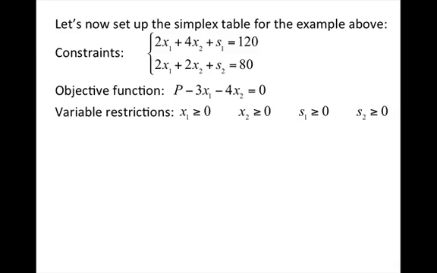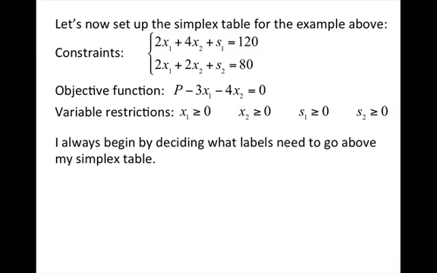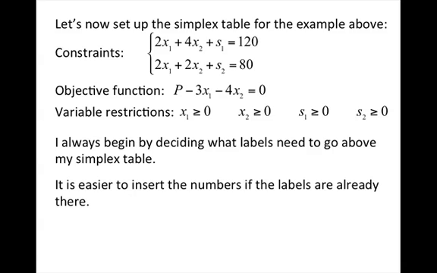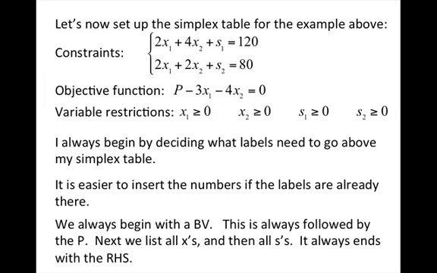So let's set up the simplex table for this problem that we had. I always begin by deciding what labels need to go above my simplex table. And it's easier to insert the numbers if the labels are already there. So we always begin with a BV, and that's in front of the matrix. And then inside the matrix, the first basic variable is always going to be a P. Then we're going to list the X's and then the S's, and it always ends with the right-hand side.